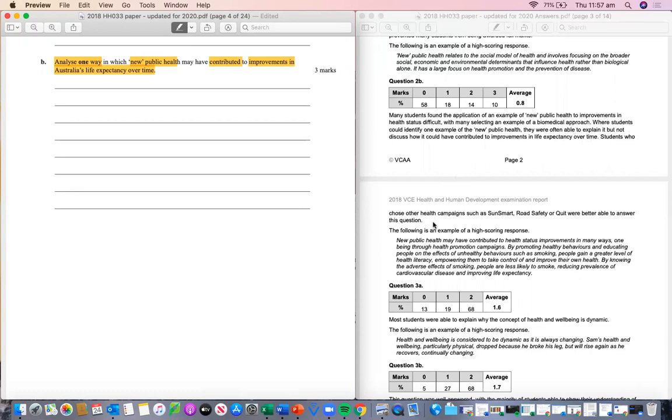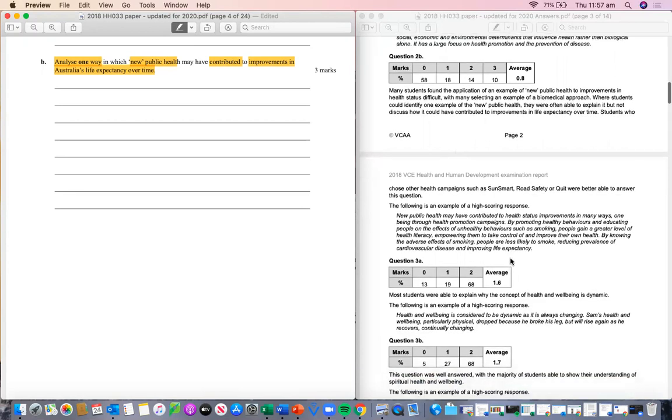Students who chose other health campaigns, such as Sun Smart, Road Safety, or QUIT, were better able to answer the question. So, as we know, new public health now focuses on non-communicable diseases, to give it a broader term. We're looking at lifestyle choices in terms of how health is going to be affected. So again, this is where you've got to be focusing on the acronym areas as well, as well as when you're applying the actual question. That will best serve you in how you can approach this question overall.